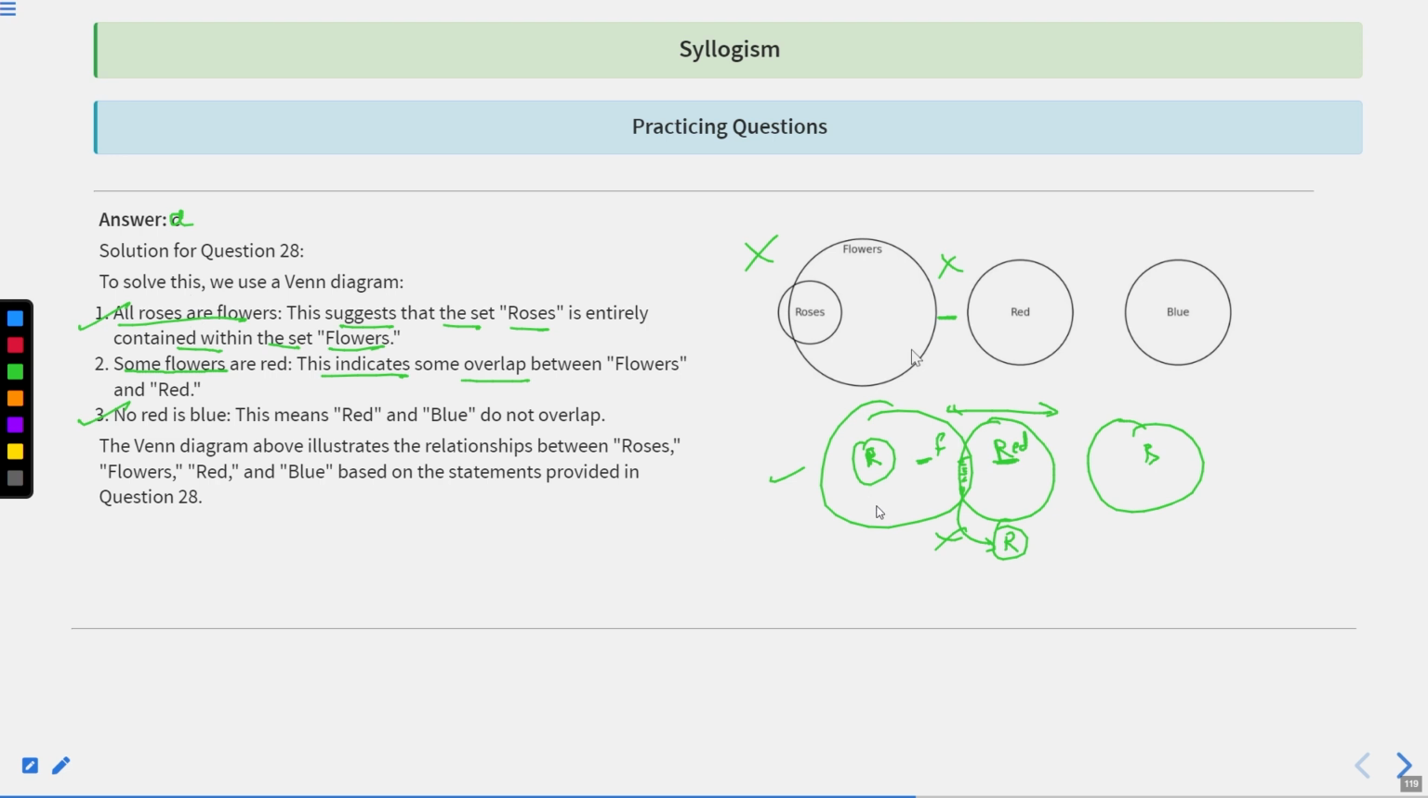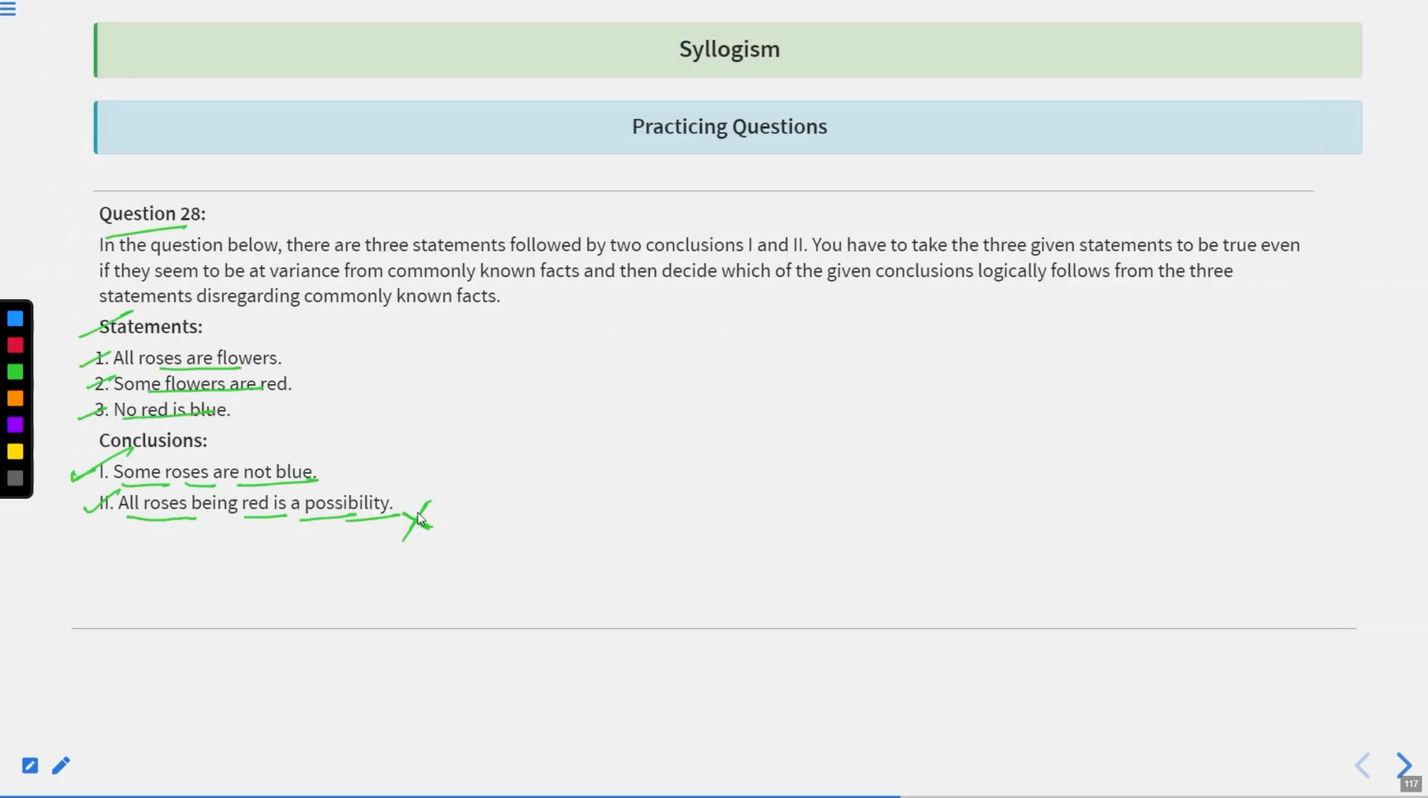as we can already see from this particular Venn diagram that some of the flowers which are roses are there, that can be considered, but those flowers are red. We cannot come to the conclusion, we cannot infer, because there is no direct relation between red and roses. Therefore, conclusion 2 cannot be taken as a possibility.